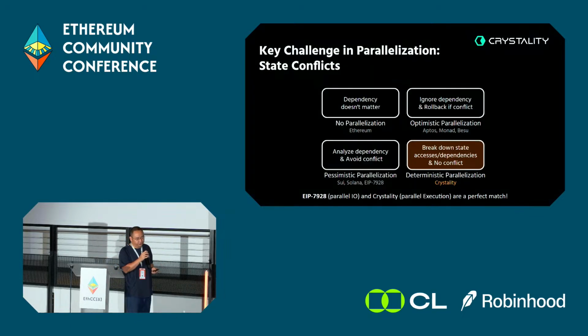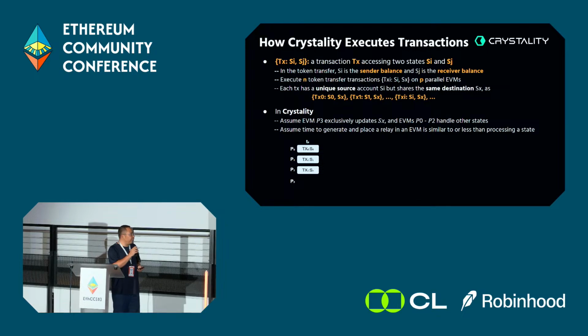The key challenge in parallel execution is resolving state conflicts. Different from the previous parallel methods, Crystality uses a different way. We break down state access and dependencies for each transaction and execute transactions state by state, eliminating all of the conflicts. We think EIP 7928 and Crystality are a perfect match. Let's check how Crystality executes transactions.